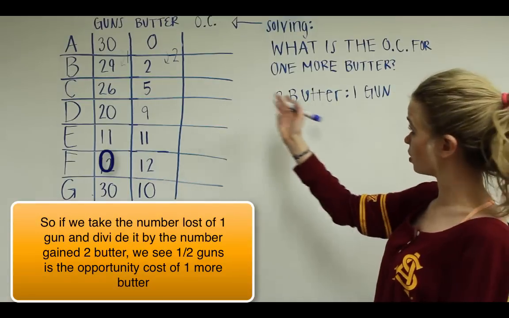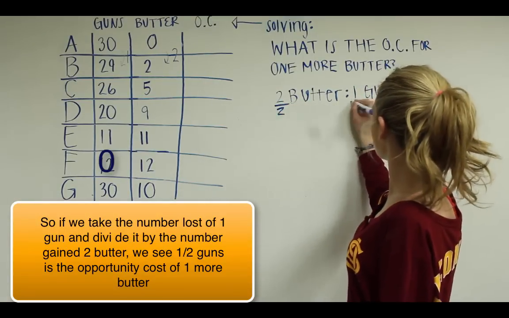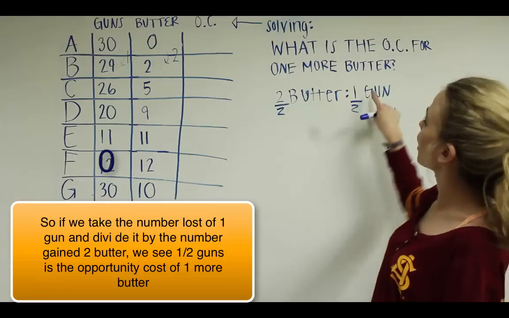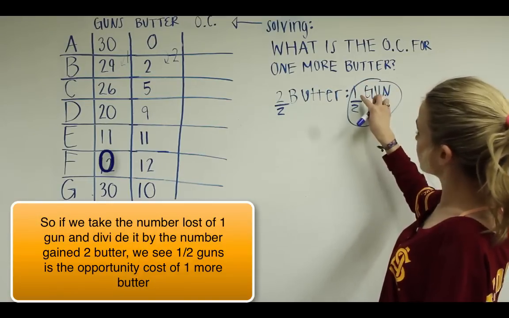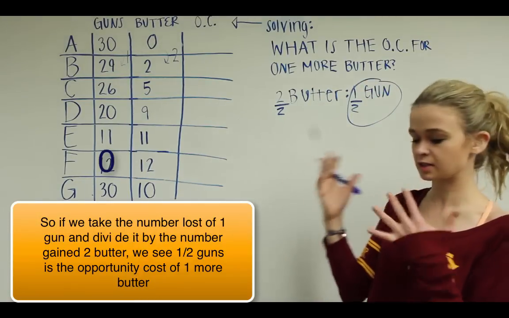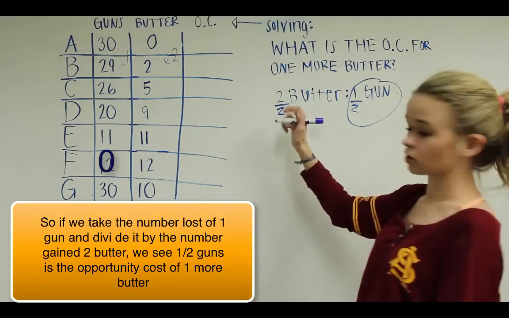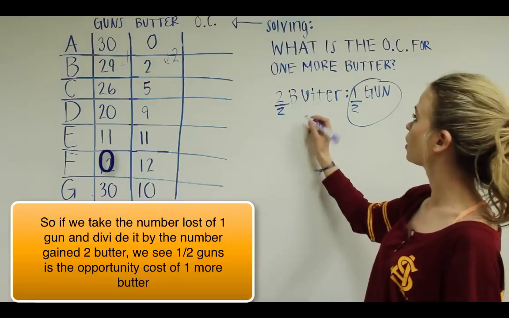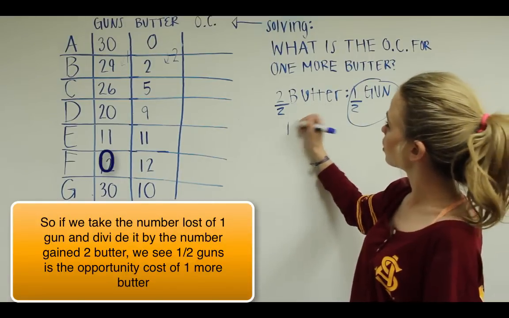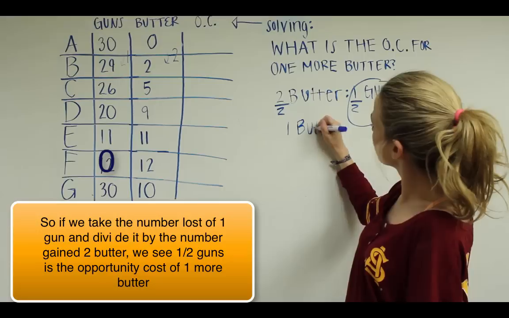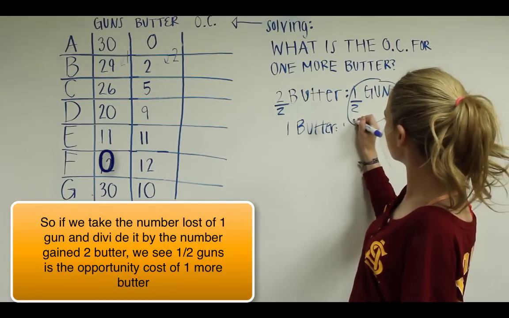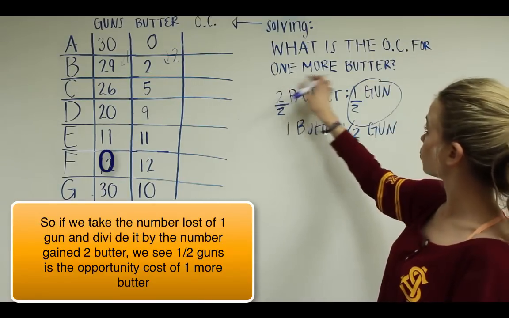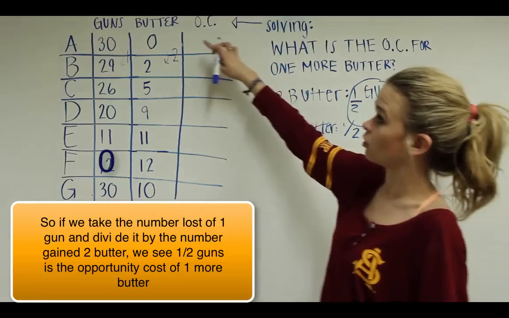we can adjust the ratio by dividing how much we're losing, so this gun side, 1 gun, by our gain, so it's a loss to gain ratio. So you can also do this just by adjusting the ratio, so dividing both sides by 2, because we want a 1 butter to some gun. So when we divide by 2, we get 1 butter to 1/2 gun. So the opportunity cost for one more butter is 1/2 gun when we're moving from A to B.